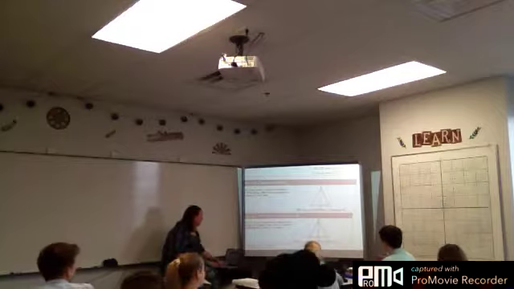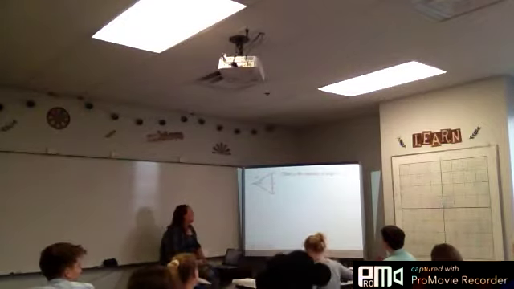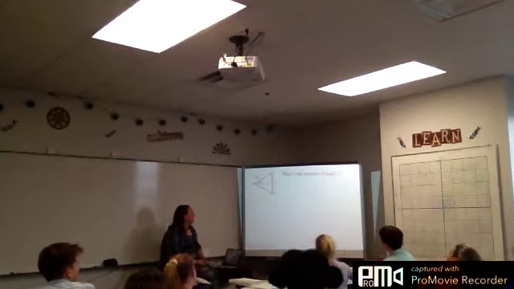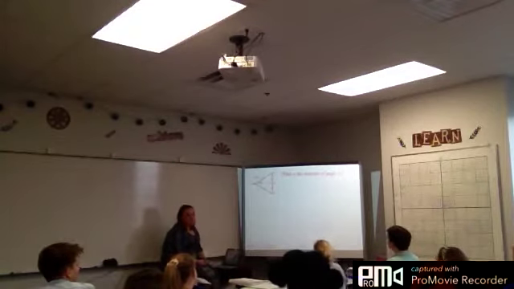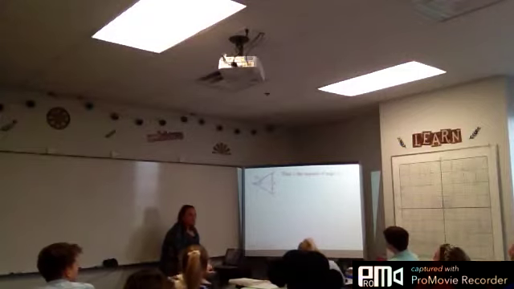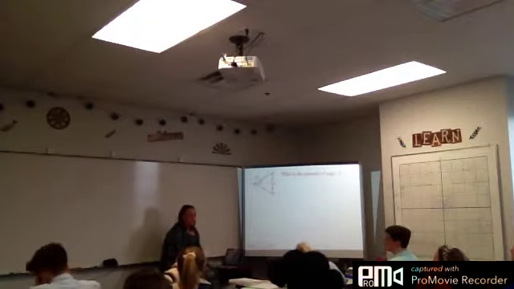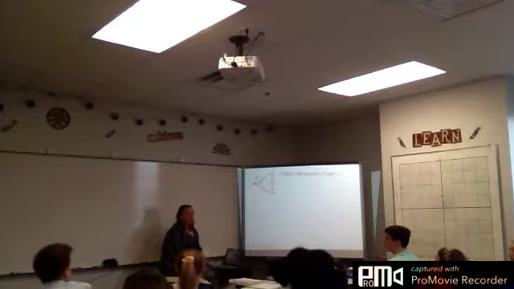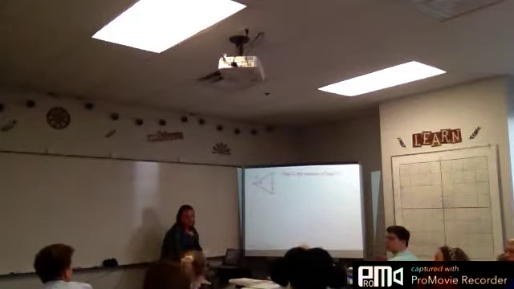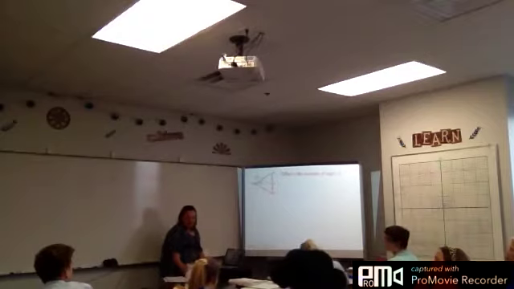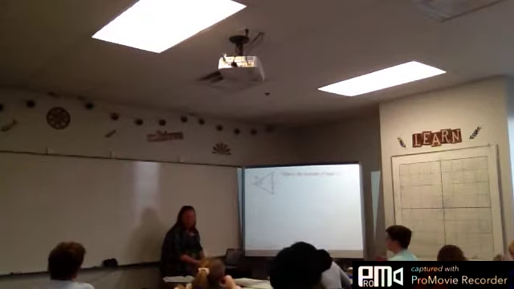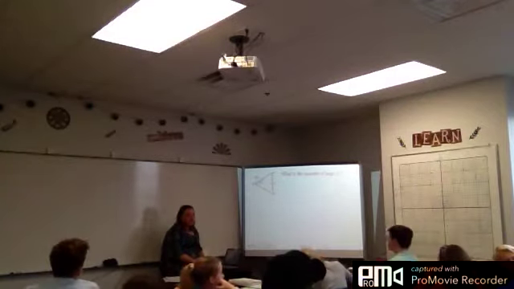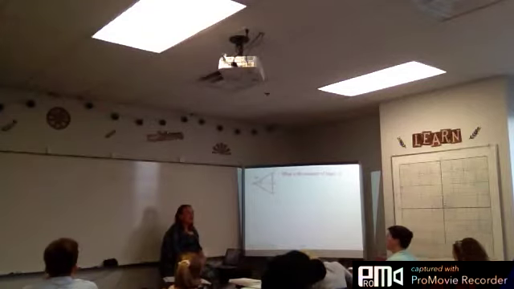Let's see. Okay, what is the measure of angle A? Oh, I know this. 32. 32 plus 90 plus x equals 180. That makes it 58. It's 58, but do you understand how we get that?